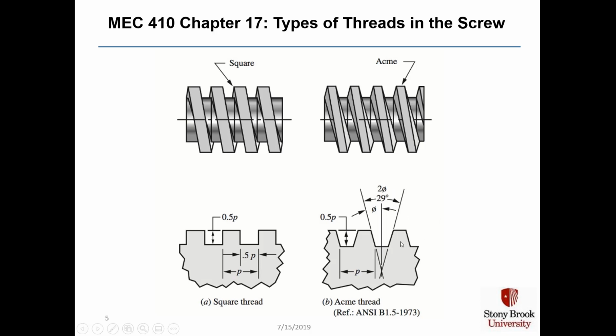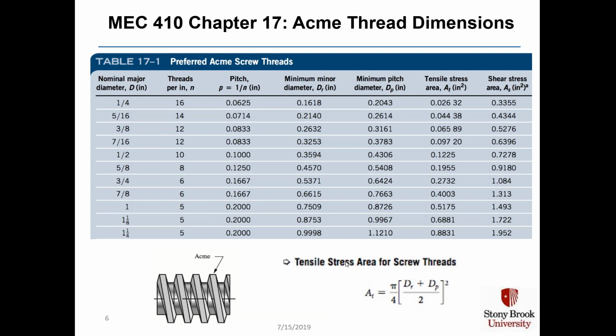The pitch on these threads is defined as that for screw threads or for a worm. You take one point on the thread and you find what is the axial distance to the exact same point one thread over. Our book in table 17-1 gives you all the dimensions you need to know for Acme screw threads. First column gives you the major diameter in inches, and threads per inch is in the second column. The pitch in the third column is 1 over the threads per inch.